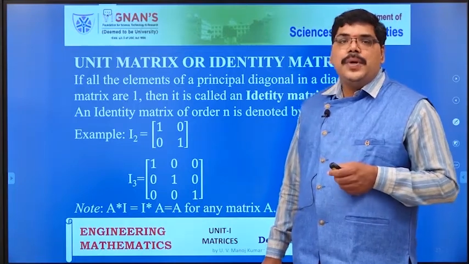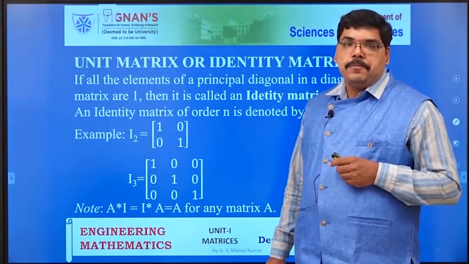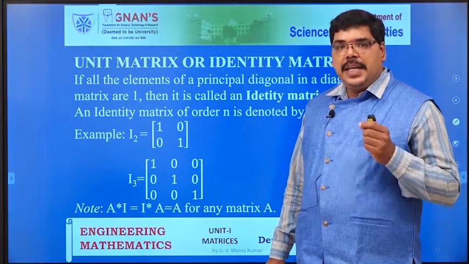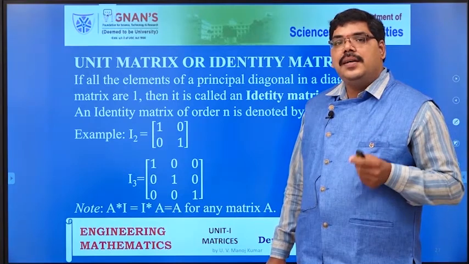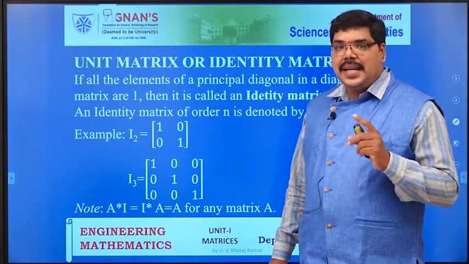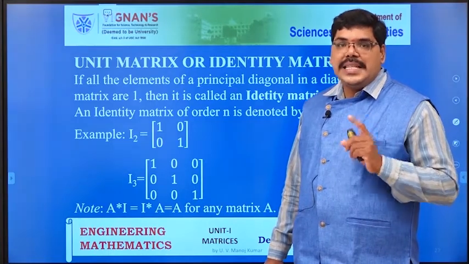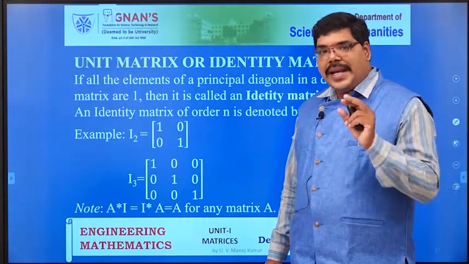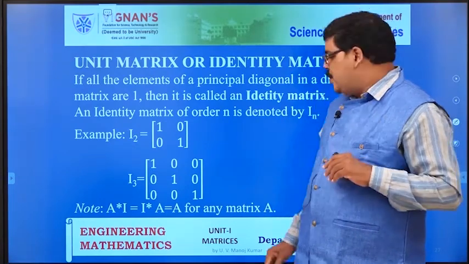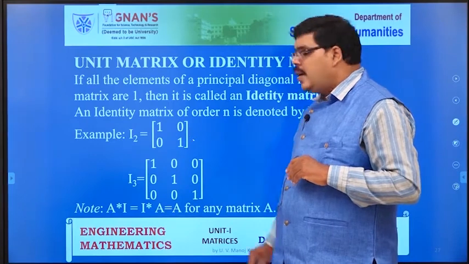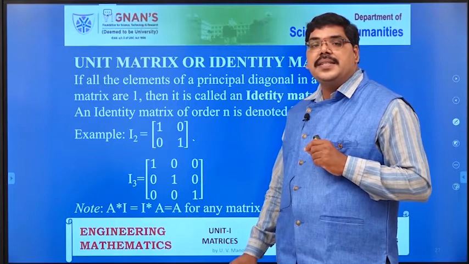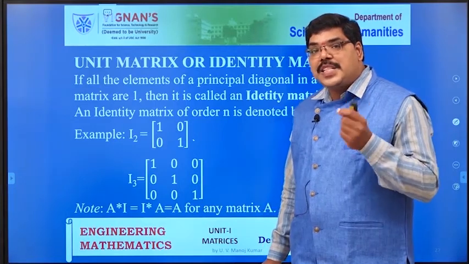Another important one is the identity matrix or unit matrix. It is a square matrix in which all the non-diagonal elements are 0 and all the diagonal elements are 1. So, it is a square matrix where only diagonal elements are there and those diagonal elements are 1. This is a 2 by 2 identity matrix and this is a 3 by 3 identity matrix.